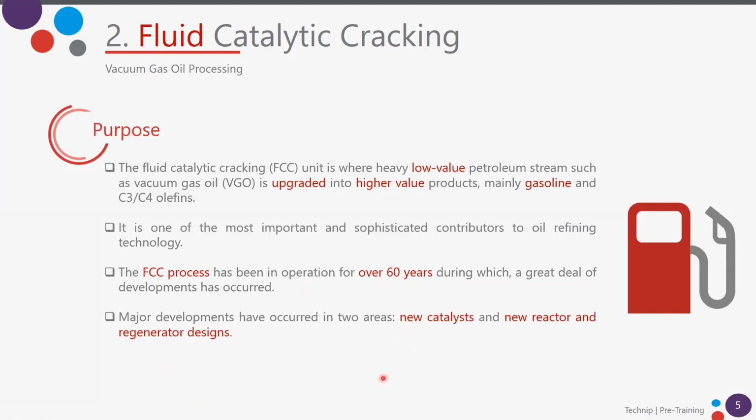So this is the purpose of the unit. It is to transform this low value stream, the vacuum gas oil, into higher value products, mainly gasoline and the stream containing C3 and C4. It is not a new technology, but we have seen many developments in the unit, mainly new catalyst and the configuration of the reactor and regenerator that we will see what it's about.